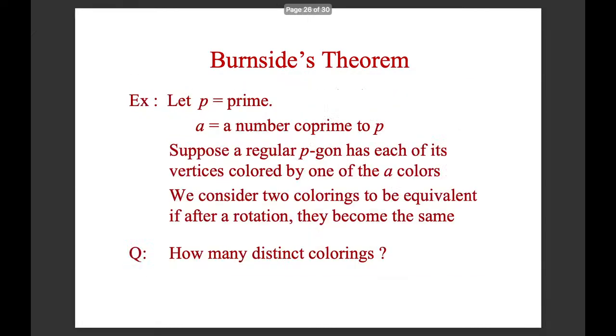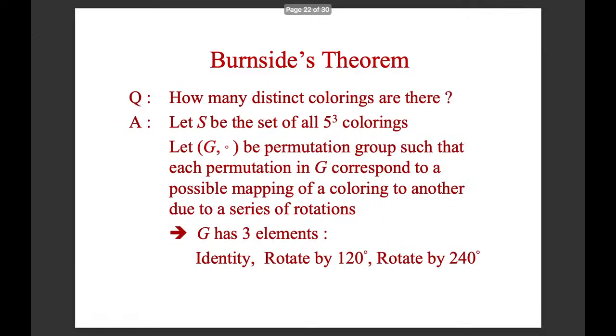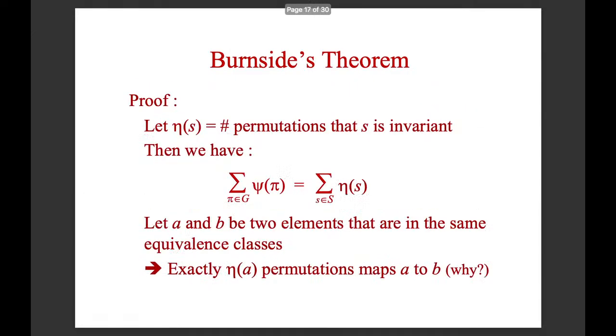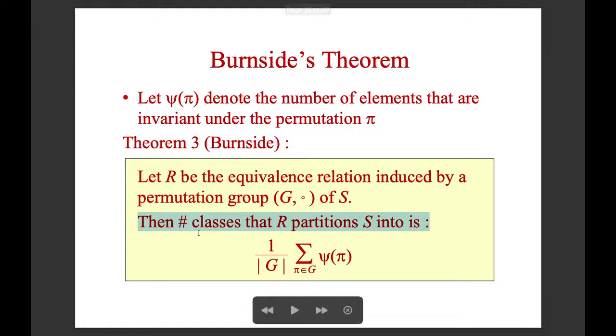And Burnside tells us how we can do the counting. So this is the Burnside Theorem. Let me write it. Burnside Theorem says the number of equivalence classes that R partitions S into can be found by this formula. This formula has some new notation, so let me explain it.